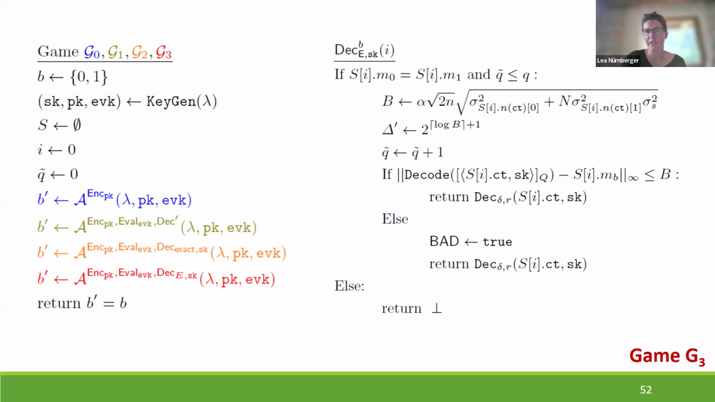The real work happens in the decryption oracle, where we first check that the two messages are equal. Then we compute a bound on the noise. From this, we determine our rounding factor. And then if the bound on the noise holds, we return just the decryption of the message. If the bound doesn't hold, we still return the decryption of the message, but we set some flag bad to true, which is then important for analyzing the probabilities.